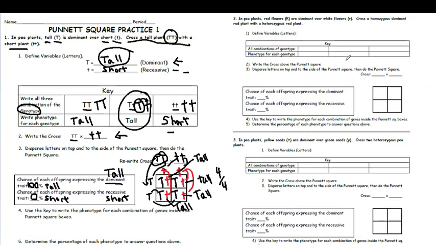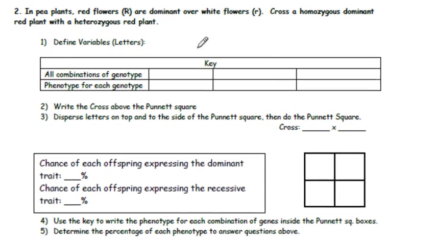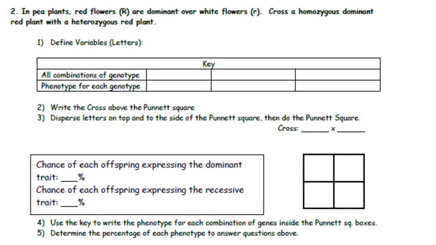Let's try this one. So number 2 on Punnett square practice number 1.